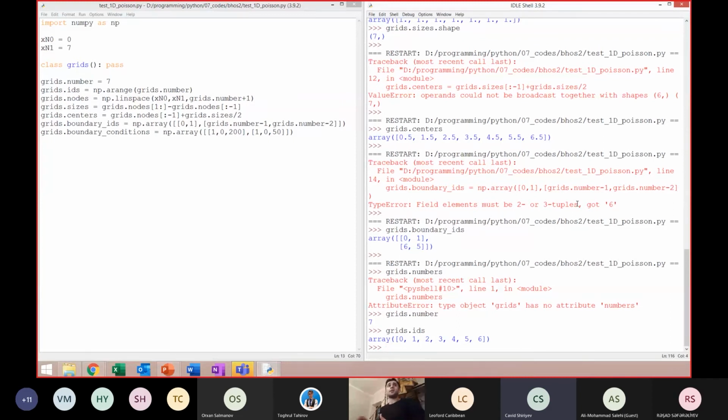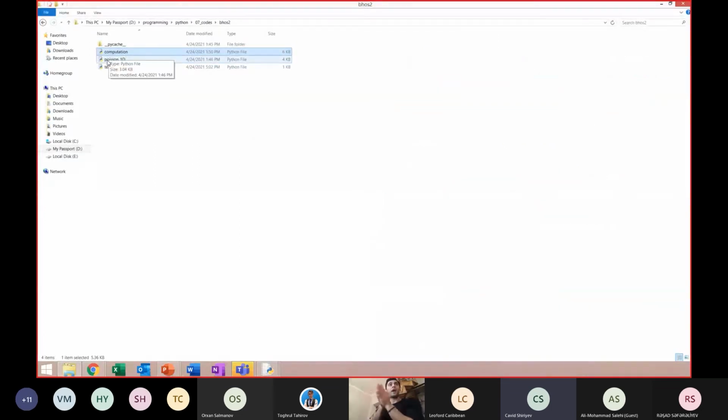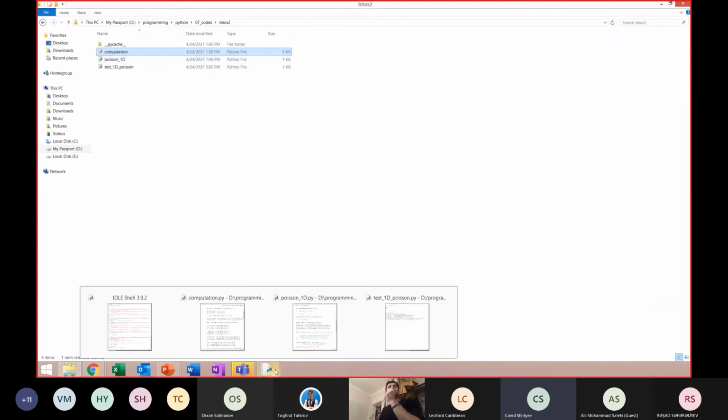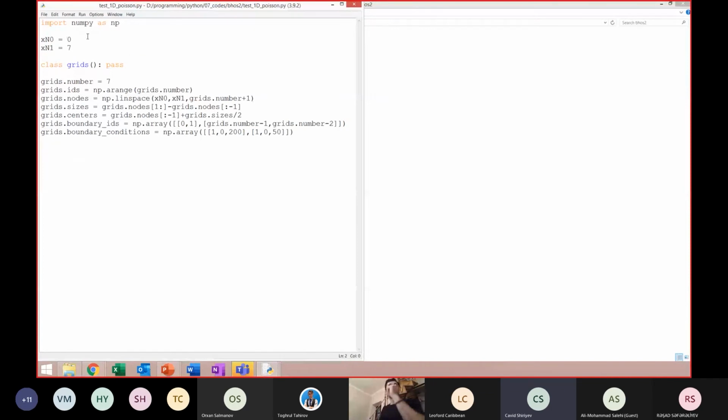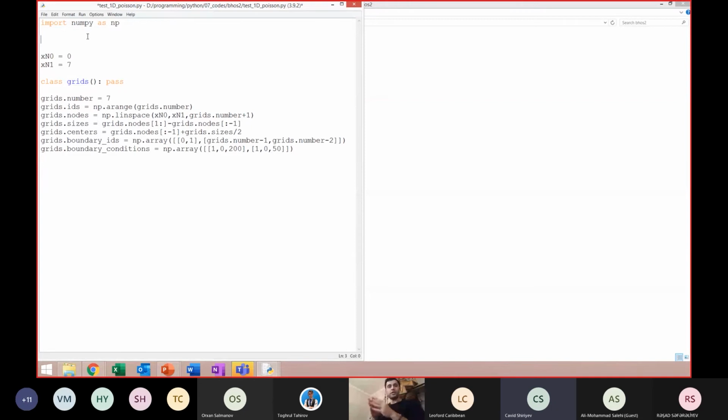Okay, now I said just make sure that you have this computation script in the same directory where you have this test 1D Poisson. The reason is that we are going to import this computation from this script. So if you put it in the same directory, you can call it from the upper part of the script that we are writing right now. Basically, we are going to solve with the finite difference solver. So I'm going to write from computation import finite difference as FT.